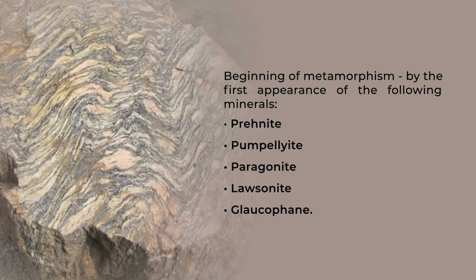And the beginning of metamorphism is marked by the first appearance of minerals like prehnite, pumpellyite, paragonite, lawsonite, glaucophane. These are some examples, and the occurrence of these minerals tells you that the beginning of metamorphism has taken place.